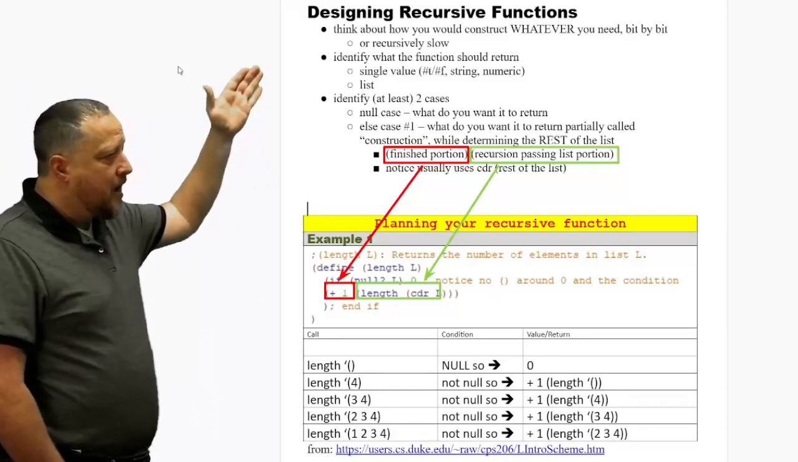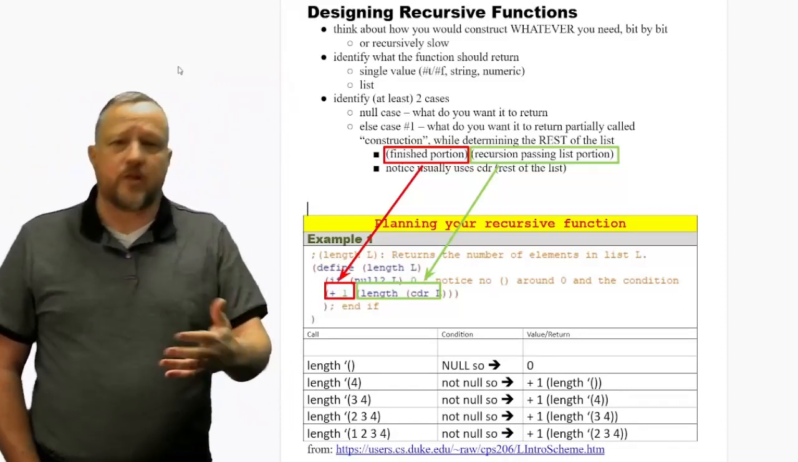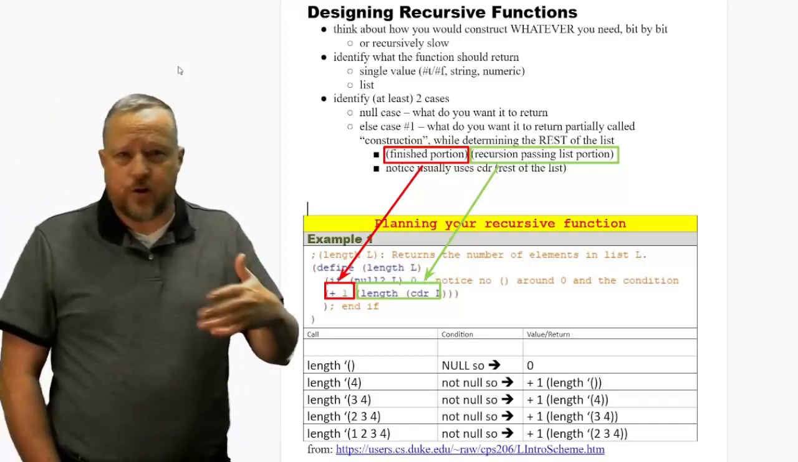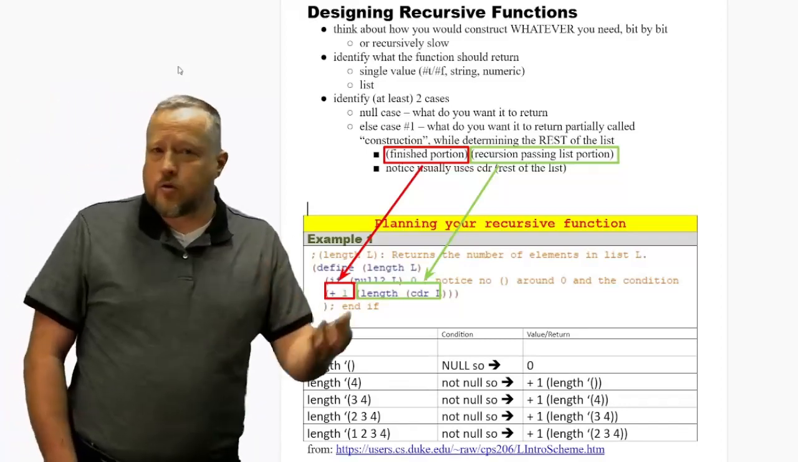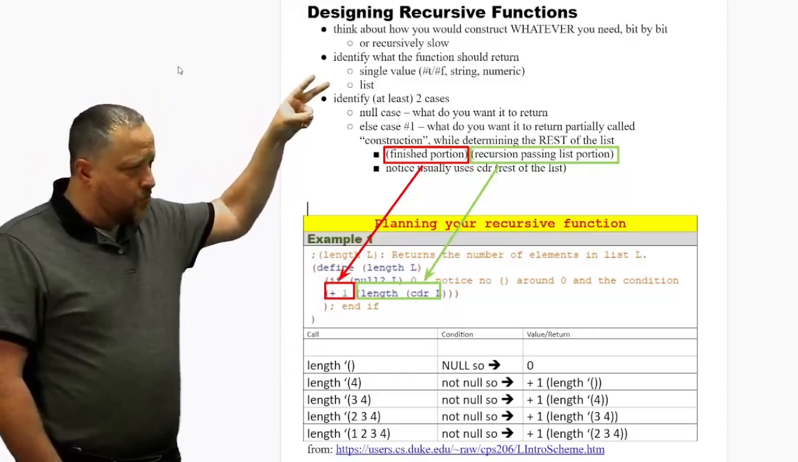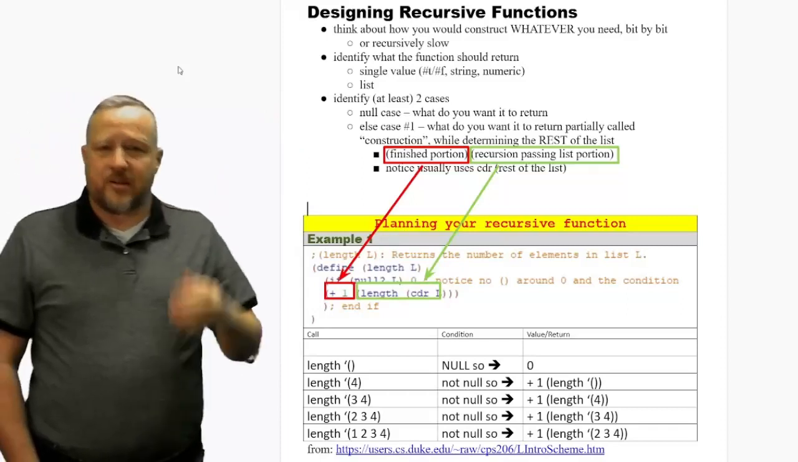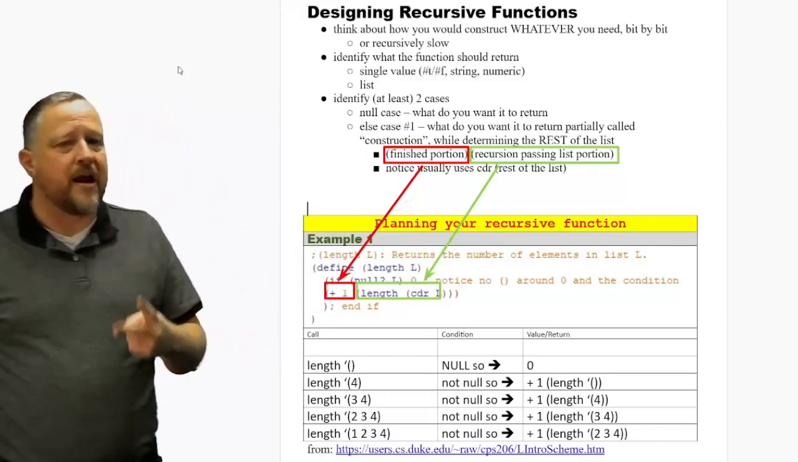Number one, identify what the function should return. That should really be in the description that we give you to tell you, hey, this function returns a new list, or it returns a true and false, or blah, blah, blah. So that's the first thing that you need to really identify. The second one is your base cases. You need to identify at least two cases.